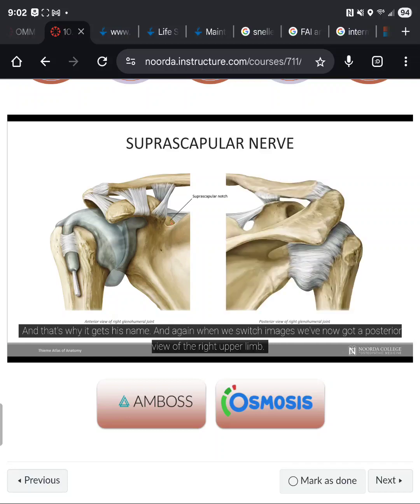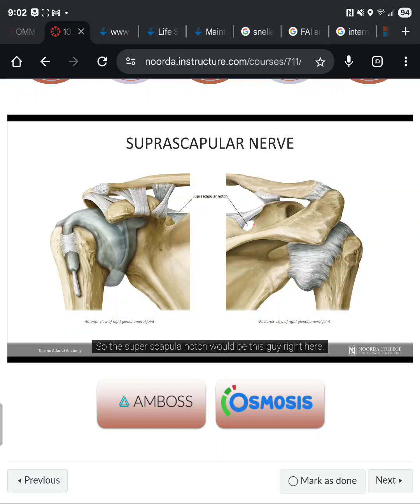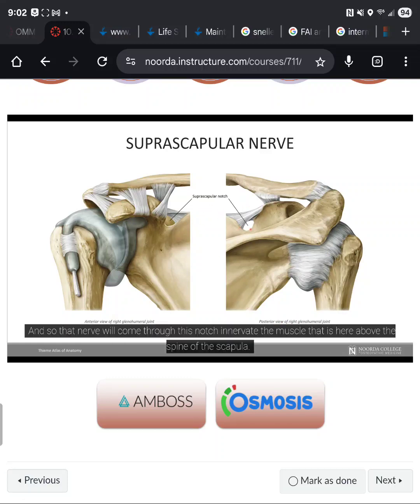And again, when we switch images, we've now got a posterior view of the right upper limb. So the suprascapular notch would be this guy right here. And so that nerve will come through this notch, innervate the muscle that is here above the spine of the scapula, and then the nerve will also kind of snake around here to also innervate the muscle that is below the spine of the scapula.